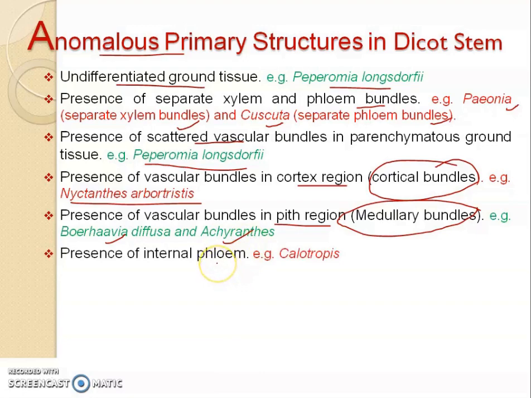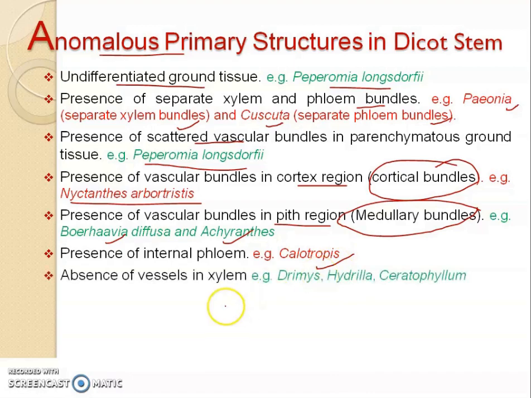Presence of internal phloem is also an anomalous primary structure. For example, in Calotropis, intraxylary phloem is found. The phloem is present towards the inner side of the xylem. Absence of vessels in xylem: some members show absence of vessels in xylem, as presence of vessels is the characteristic feature of angiospermic plants. But in Drimys and some aquatic members like Hydrilla, Ceratophyllum, etc., vessels are totally absent.